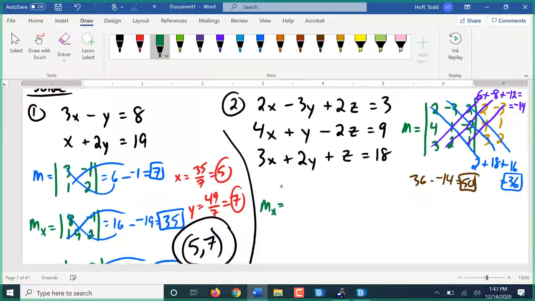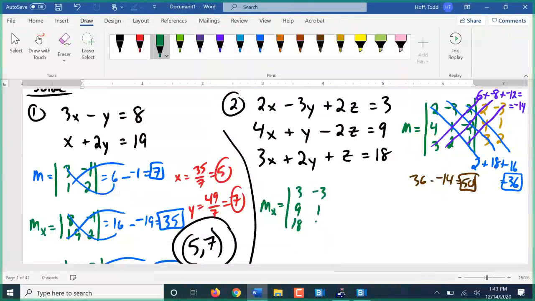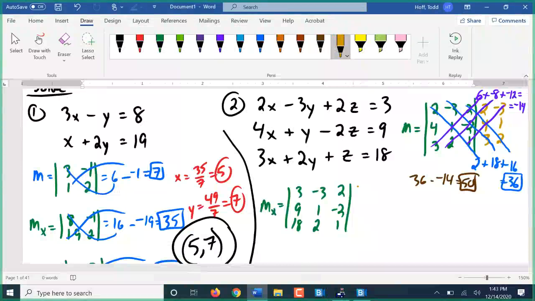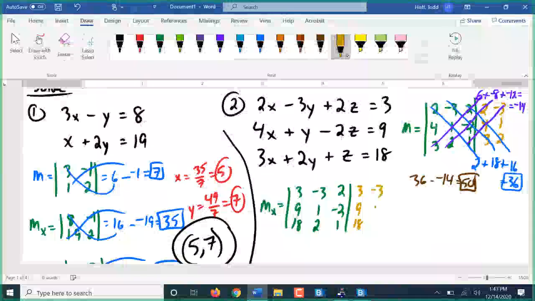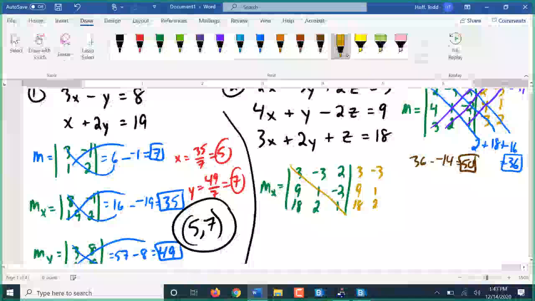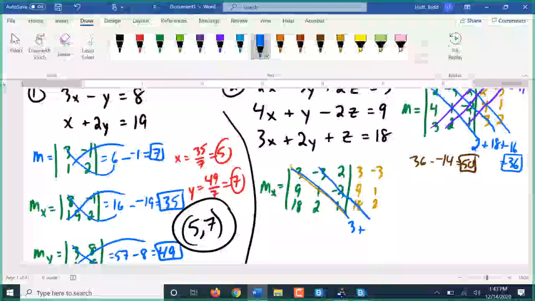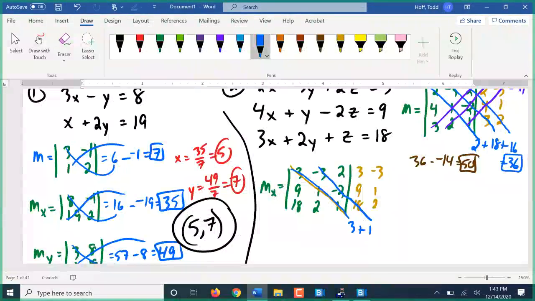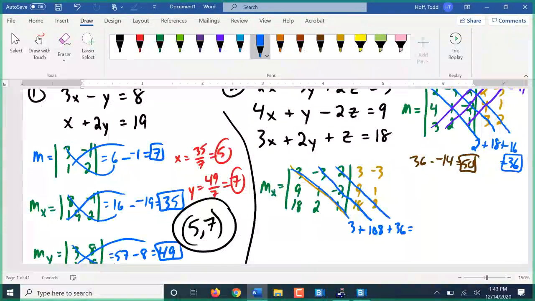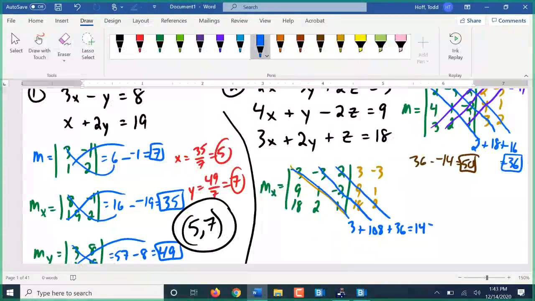My X matrix: 3, 9, 18 goes in place of the X coefficients. The Y's and Z's are still there. We rewrite those first two columns, and we'll go down. 3 times 1 times 1, 3. Negative 3 times negative 2 is 6, times 18 is, what is that, 108? 2 times 9 is 18, times 2 is 36, which is, what is that, 147, I believe.